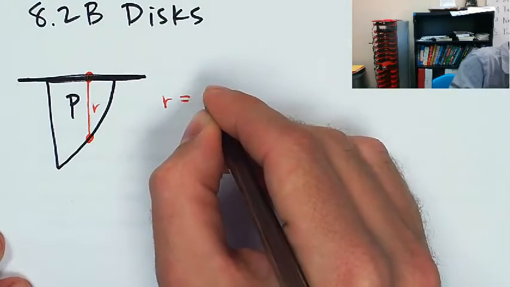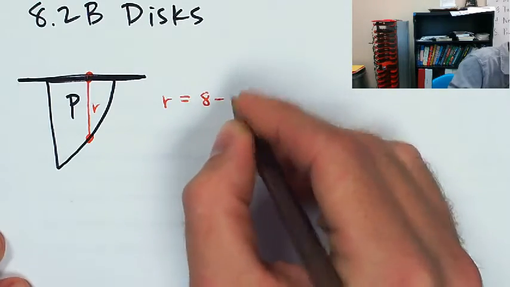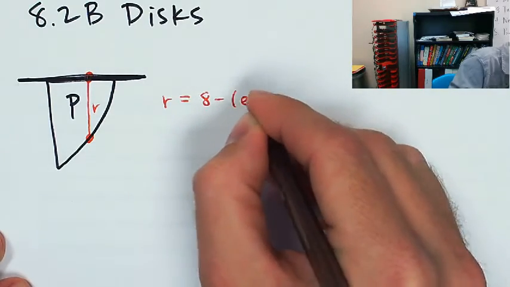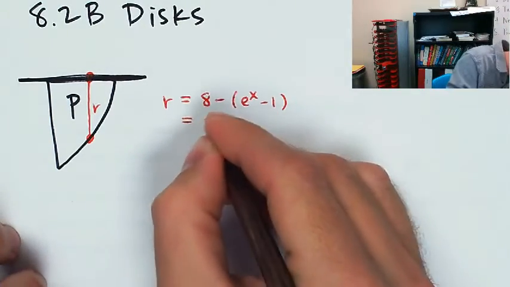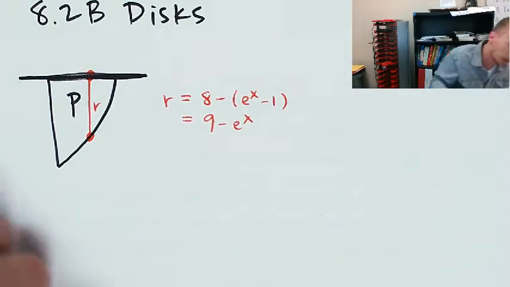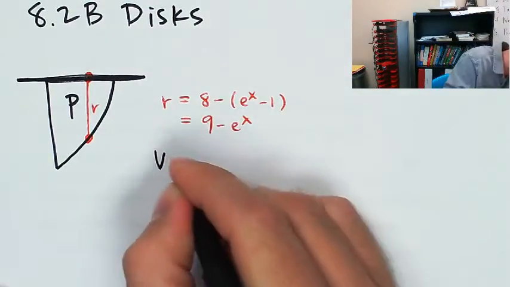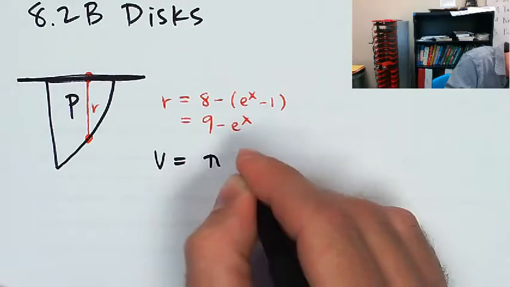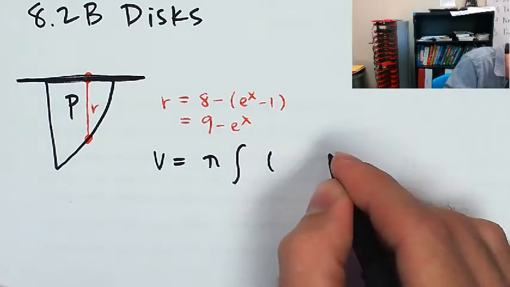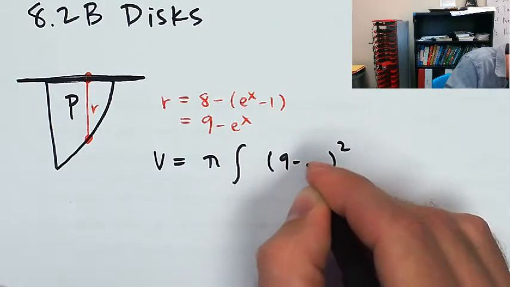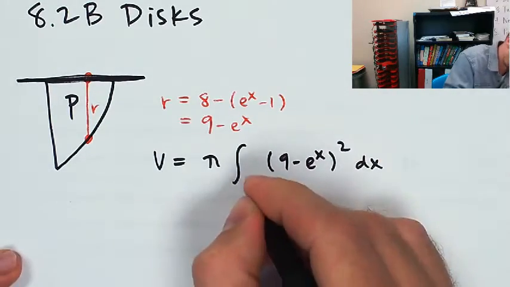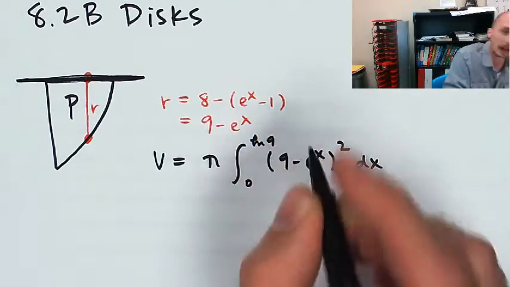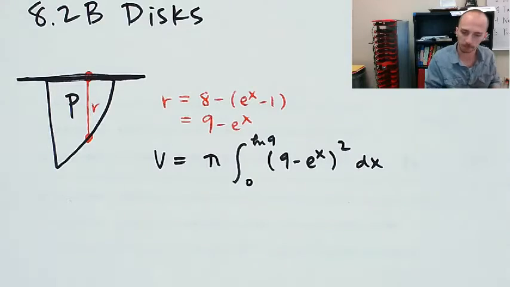Radius is top minus bottom. y equals 8 minus y equals e to the x minus 1. You got to be careful with those parentheses, right? And I could call that 9 minus e to the x, making volume equal to pi times the integral of r squared as x runs from 0 to, again, the log of 9. Okay. And that's a good example of disk.